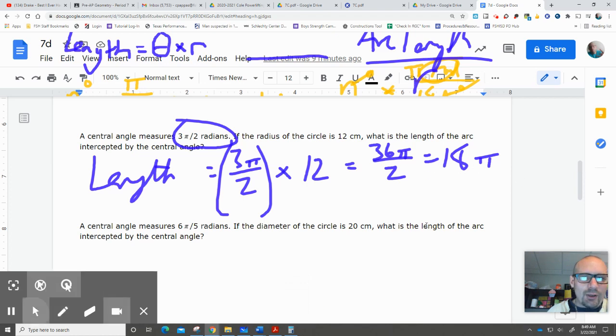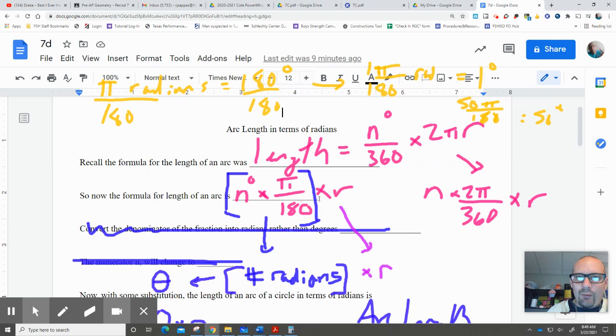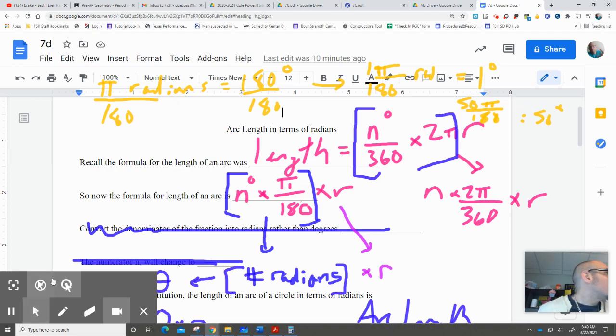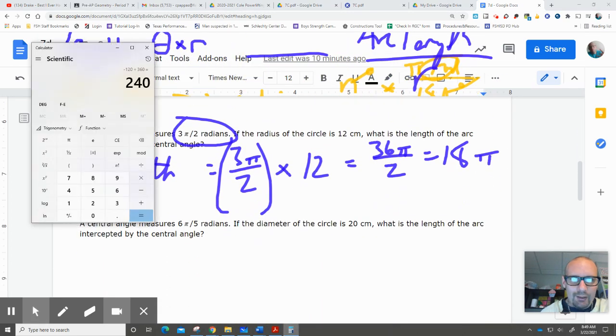It's the same formula, ladies and gentlemen, as n times pi over 180 times r, or going back to even here, n over 360 times 2 pi r. It's the same formula. But when they give it to us in radians, the radian is all this done already. All this n over 360 times 2 pi is already done if they give us the angle in radians rather than degrees. So that's that. We do 18 pi.